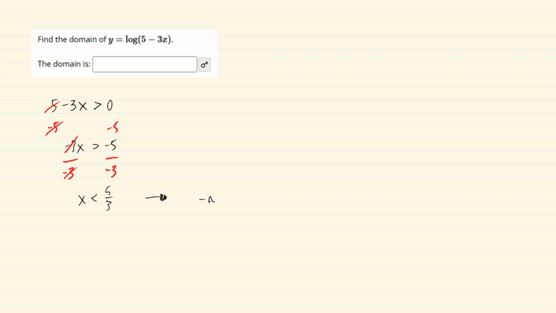So it would go all the way down to negative infinity, and it will go up to 5/3, but not including. It's not including the equal 5/3. It's only less than, strictly less than 5/3. So we'll have a soft bracket.